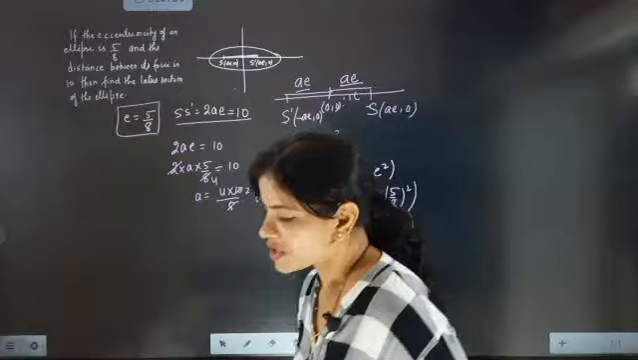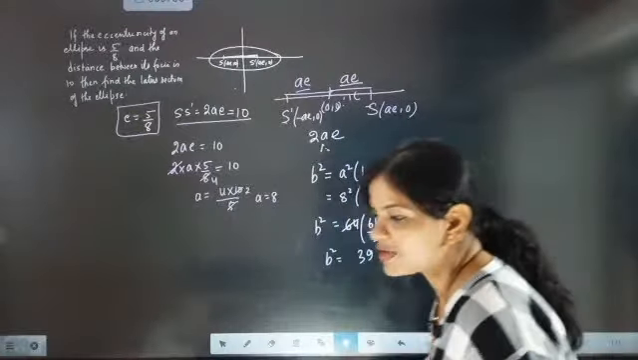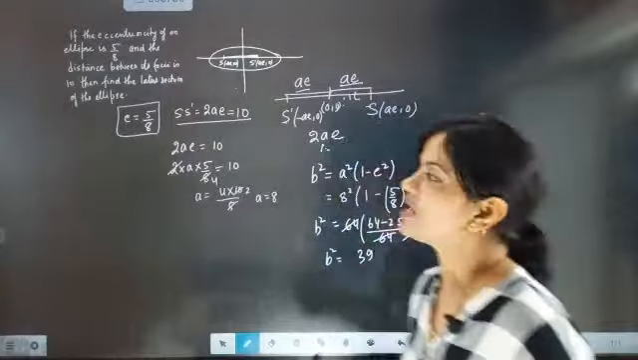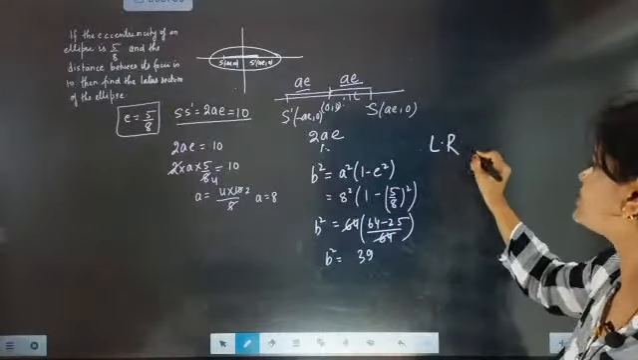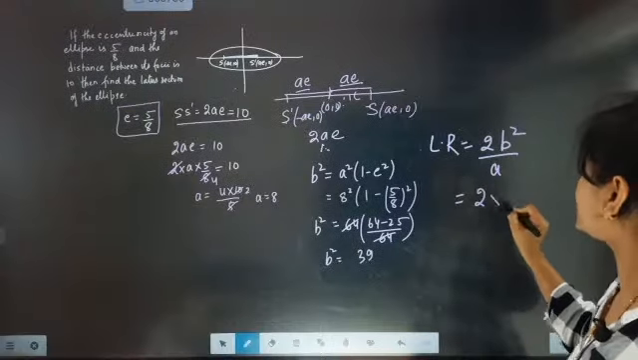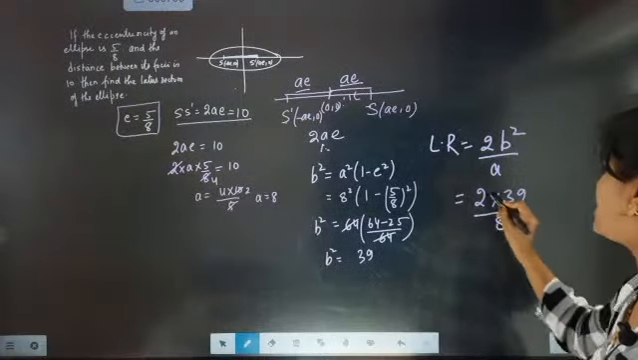So B square is coming as 39. Here they are asking what the latus rectum is. So you know that the latus rectum is 2B square by A, that is 2 into 39 by 8, cancel.